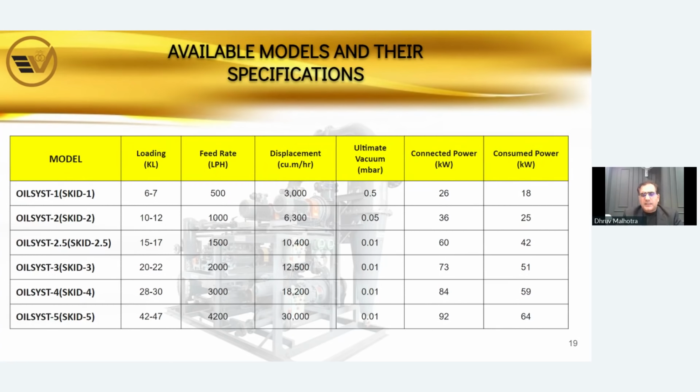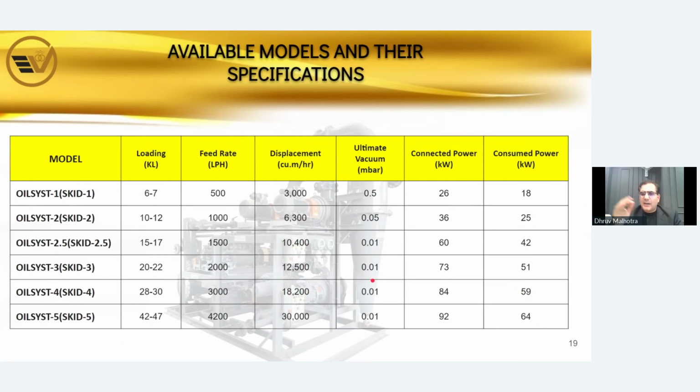The corresponding column of displacement is the volumetric displacement of the machine. Typically, in this particular case, because we've been discussing skid 3, I will take skid 3 only further. The typical displacement in such a case is 12,500 meter cube. This typical displacement of 12,500 meter cube is available at a working vacuum of 0.05. And the ultimate vacuum in such a case for the customer is 0.01.